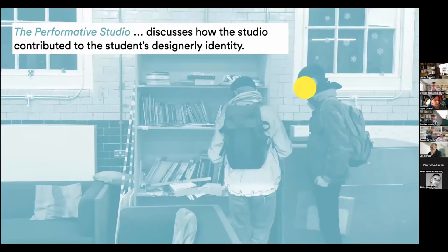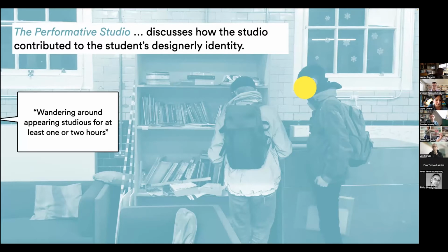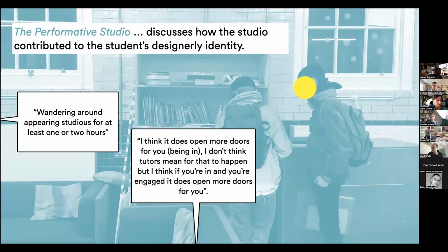And then finally, the performative studio function discusses, I guess, how the studio contributed to the students' designerly identity. So I think what that began to reveal to us was that the studio almost acted as a site to rehearse professionalism, with students sharing that to appear studious or to be visible would, how they described it, begin to open more doors for you. So those were the 5 functions that we began to identify.